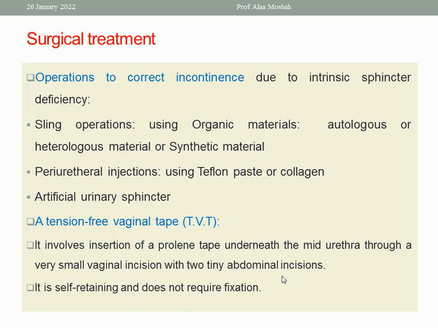TVT, which is the abbreviation of tension-free vaginal tape, involves insertion of Prolene tape underneath the mid-urethra through a very small vaginal incision with two tiny abdominal incisions. It is self-retaining and doesn't require any fixation.